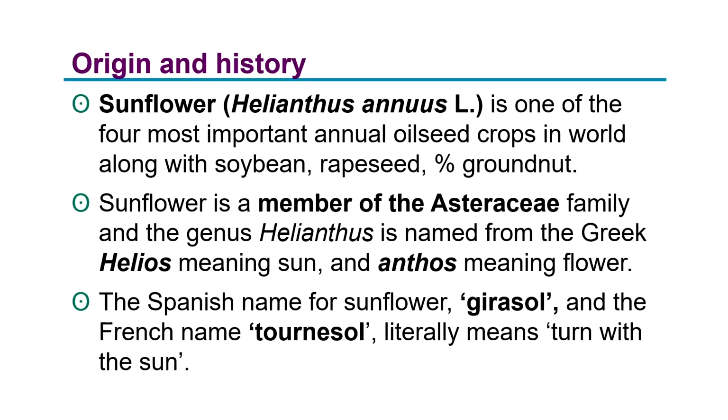Now origin and history. Sunflower scientific name is Helianthus annuus, is one of the four most important annual oilseed crops in world along with soybean, rapeseed and groundnut. Sunflower is a member of the Asteraceae family. So this is important to remember. Name of the family is Asteraceae and the genus is Helianthus, and it is named from the Greek word helios.